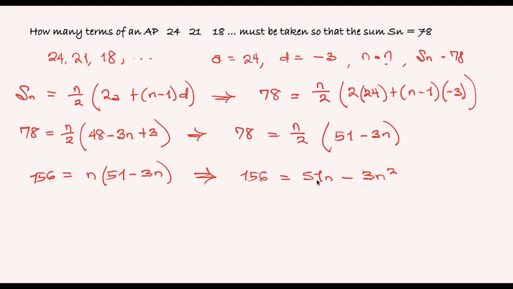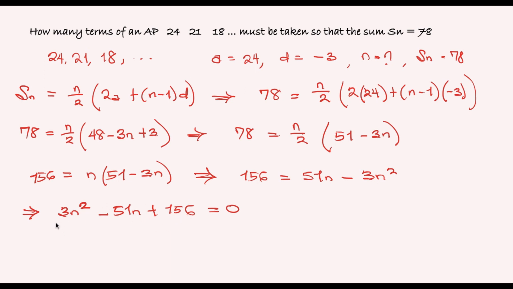Now we can move all the terms to one side of our equation to form a quadratic equation. So that would give us that if we move minus 3n squared to this side, we have plus 3n squared. And if we move 51n to the other side, we have minus 51n. We still have our plus 156, and this is equal to 0. Now you recognize that this is a quadratic equation, and we can solve this quadratic equation to give two values of our n.